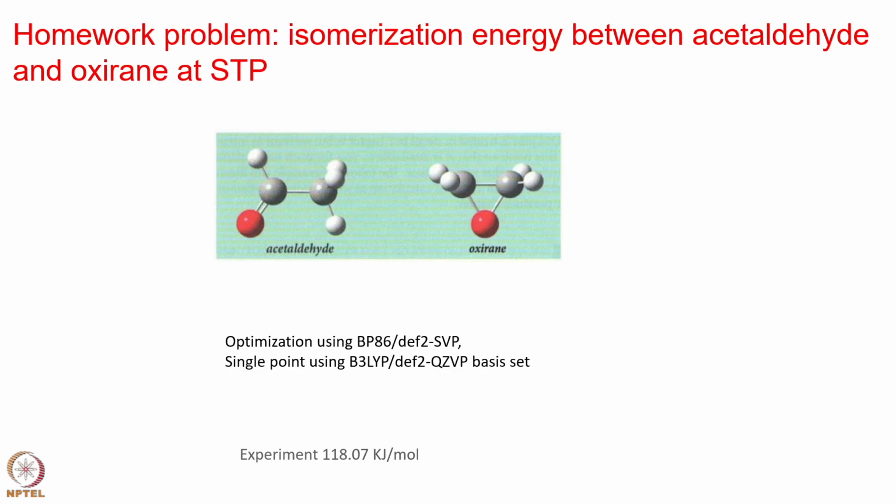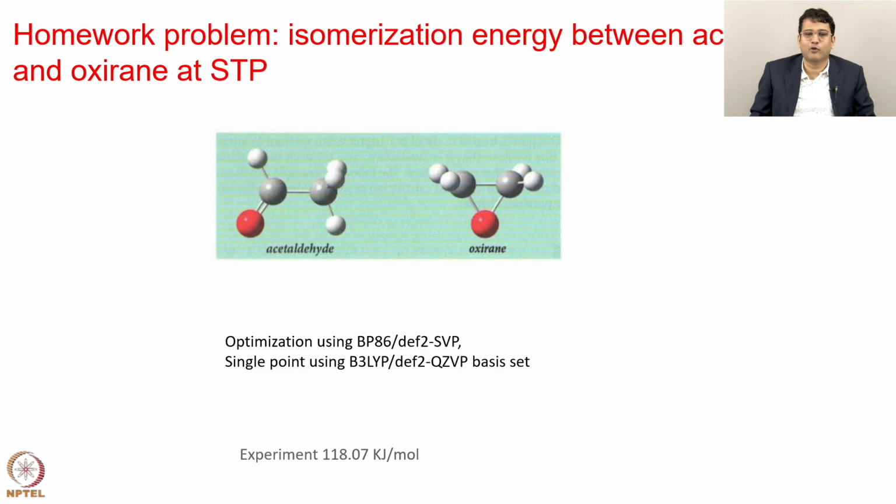So, as a homework problem, you will compute the isomerization energy between acetaldehyde and its isomer at standard temperature and pressure. You will do the optimization using BP86 def2-SVP and single point using B3LYP def2-QZVP. Just to give you an idea, the experimental value is 108 kilojoule per mole, and you can see how good your numbers are. Maybe you come up with a strategy which will give you better agreement with experimental results.